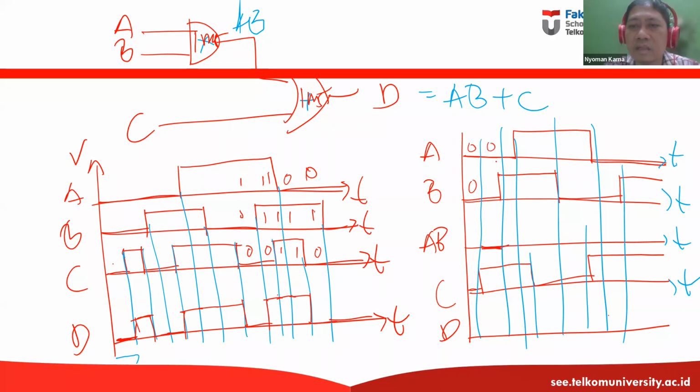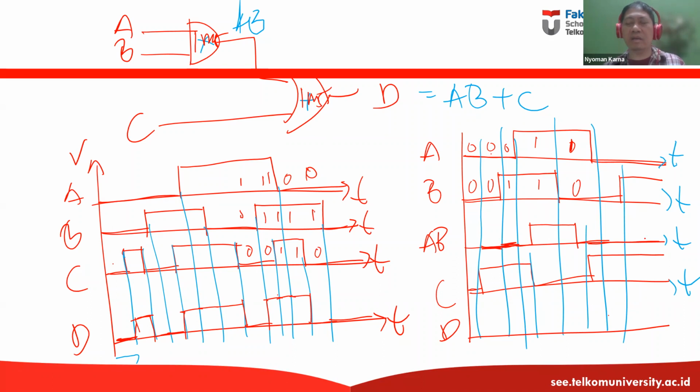And then 0, 0, also 0. And then 0, 1, it will become also 0. And then 1, 1, it will become 1. So it will be delayed something like this. And then, 1 and 0, it will become 0. So this will be the output of AB.